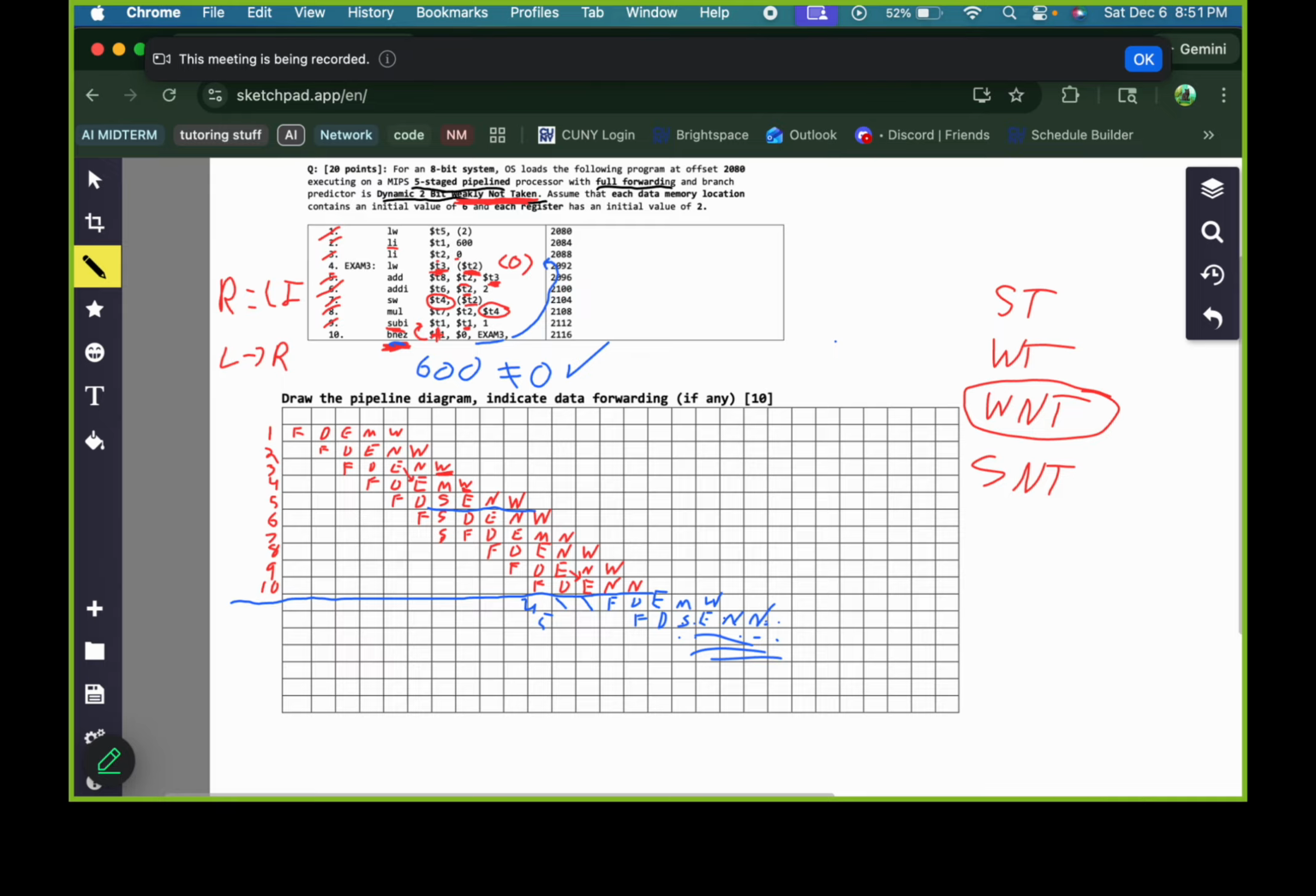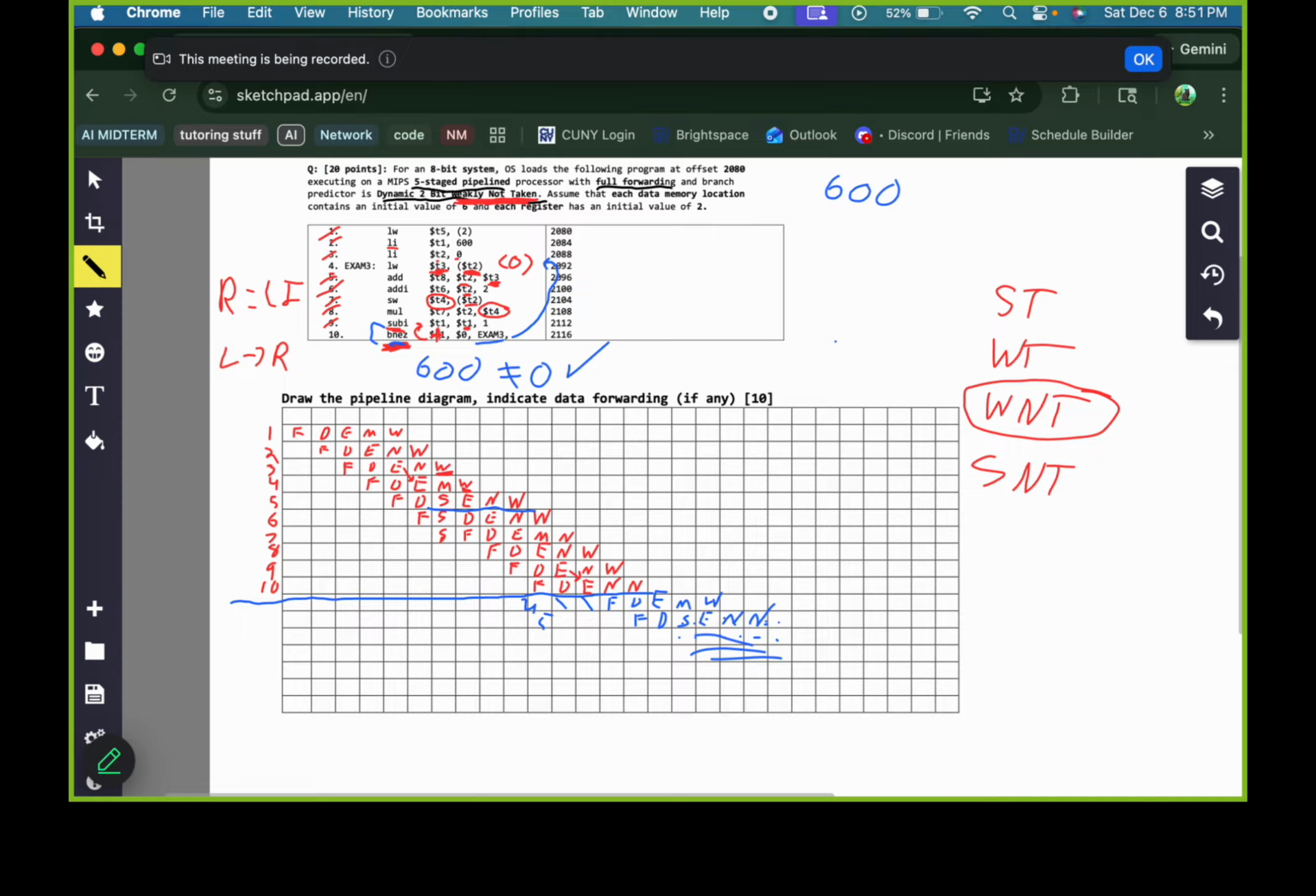So how many times is this thing going to run? Well, I know that these 2 instructions are going to tell me that. Every time I run this loop, I'm going to subtract 1 until it is equal to 0, and you want it to be equal to 0 for it to stop looping. So this is going to run 600 times.